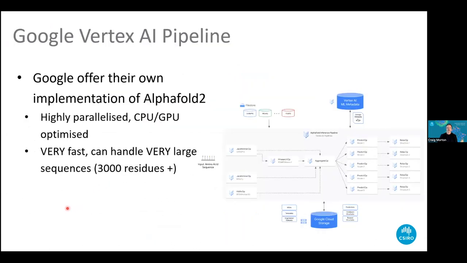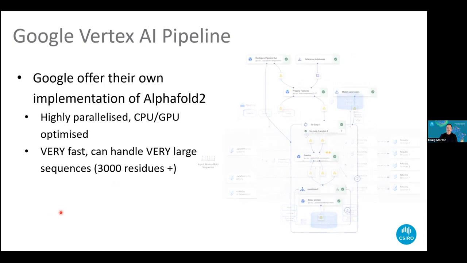Google also offer a version. So Google, being the parent company for DeepMind, who came up with AlphaFold, they've implemented a highly parallelized CPU/GPU optimized version of AlphaFold 2 that is very, very fast, can handle very, very large sequences. 3,000 plus residues are not a problem. And it does it by splitting up the job in multiple different ways that most people are unable to do. And because it can split it up in so many ways, and you can use their Vertex AI pipeline interface to see how it does all this, all the predictions happen simultaneously in parallel.